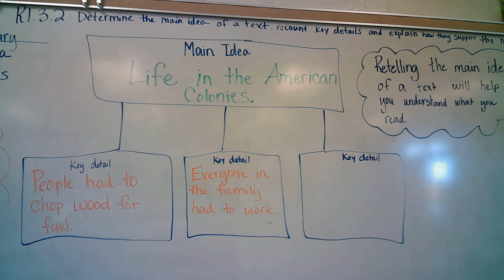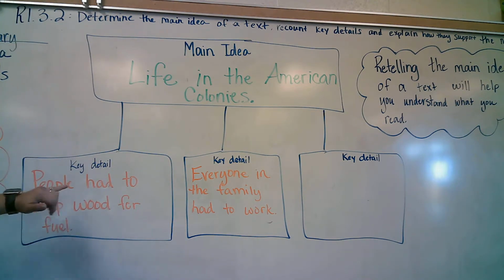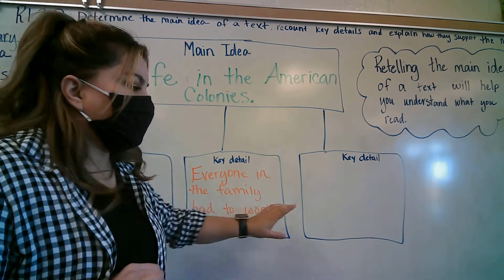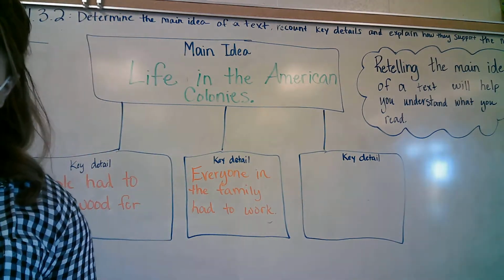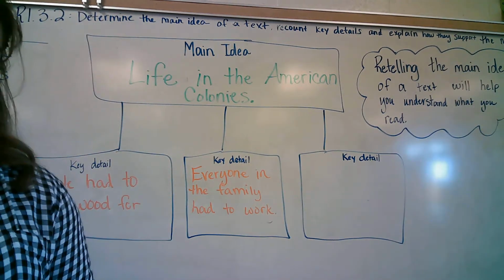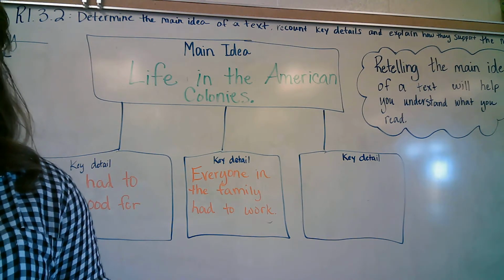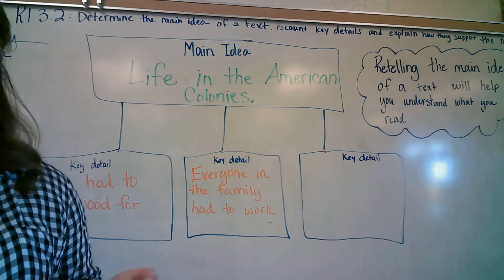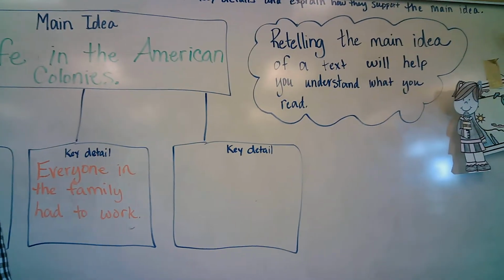So remember, key details are important facts from the text. What is another key detail? So we have people had to chop wood for fuel. Everyone in the family had to work. What is that last one? Let's look at those pictures. Yep, that they use horses to take them. Okay, so taking farm goods to sell in town could take hours. And it looks like they used horses to help them, right? Okay, so let me write that in.